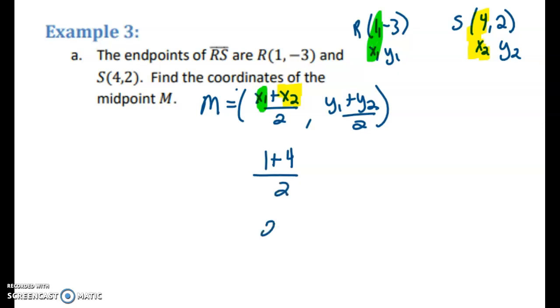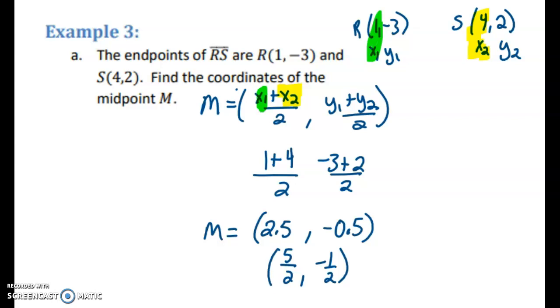All right, let's do the same thing, but with the y's. So y1 is -3 plus y2, which is 2, and then it's always divided by 2. -3 plus 2 is -1, and then divided by 2 is negative 1 divided by 2 is a half, so -1/2 or -0.5. So you could write it as a fraction or as a decimal. It would be okay either way.